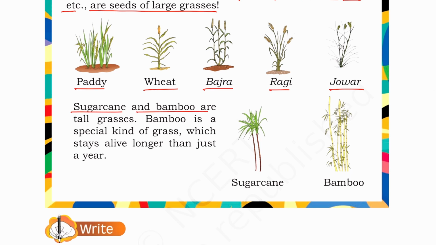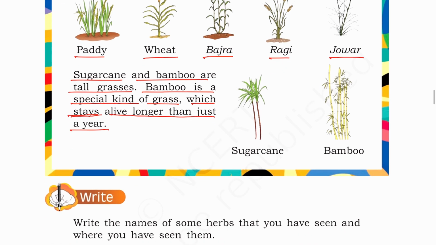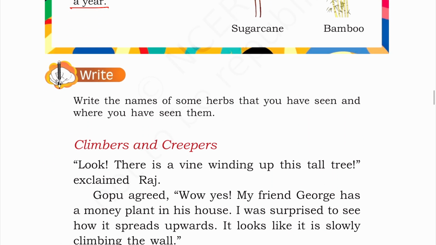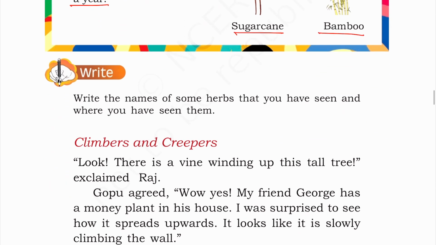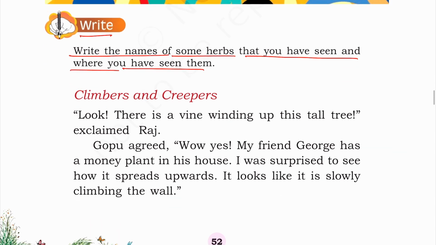Sugarcane and bamboo are tall grasses. Bamboo is a special kind of grass which stays alive longer than just a year. Sugarcane, bamboo. Write the names of some herbs that you have seen and where you have seen them.